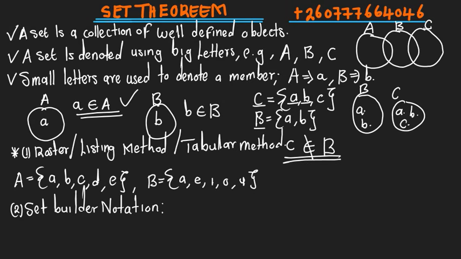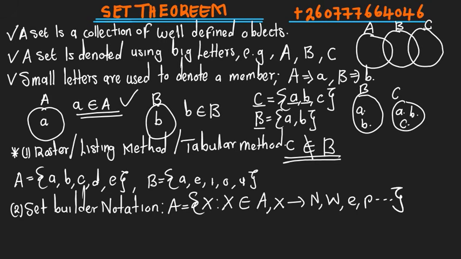In set builder notation, if A is a set, then we are going to say that X is such that this X could be a member of a particular set, let's say A, and this same X could be natural numbers, whole numbers, even numbers or even prime numbers, whichever you're talking about.